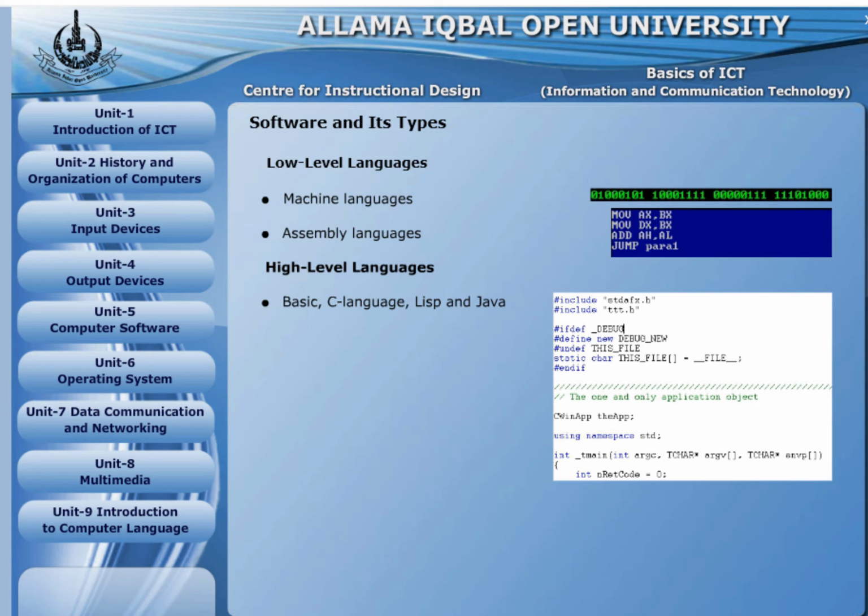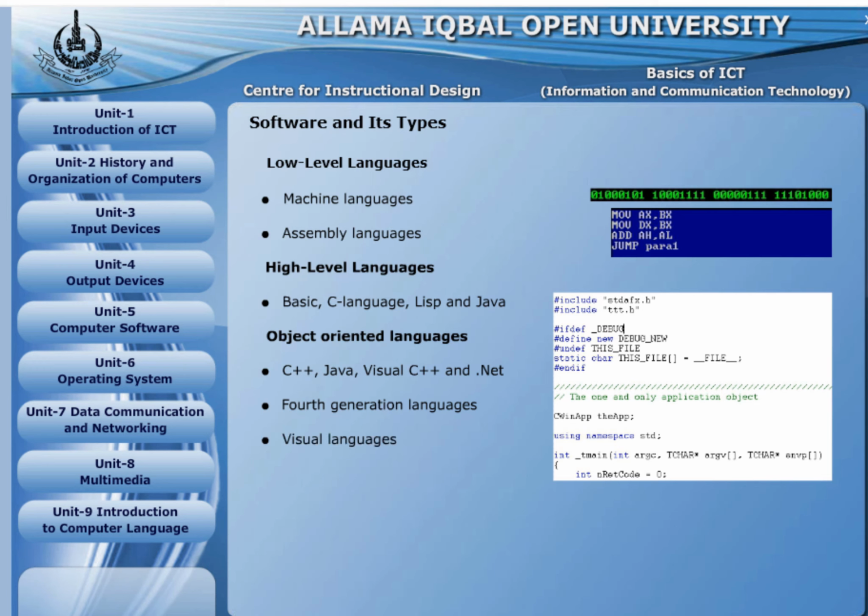Another type of computer languages is object-oriented languages. Popular object-oriented languages include C++, Java, Visual C++, and .NET languages. Fourth-generation languages are another type of computer languages. Visual languages are another most popular type of languages.